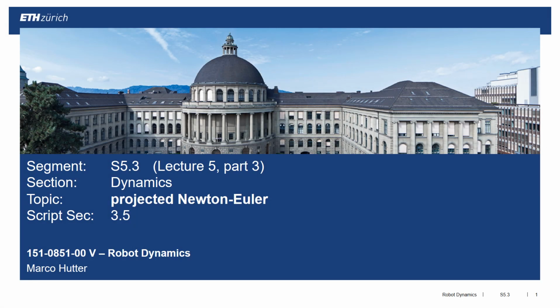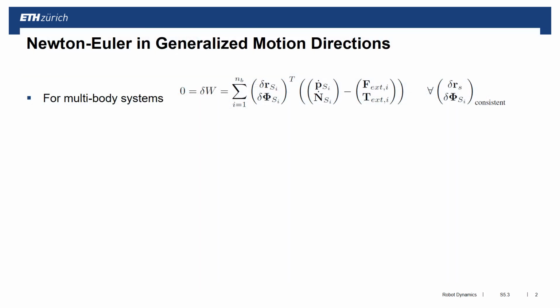In the previous video segment, we looked at Newton-Euler methods applied in a brute force method to separated individual bodies of a multi-body system. In this video segment, we're discussing a much more elegant way of looking at projected Newton-Euler methods, which directly include the kinematic relationship of these individual bodies that are interconnected in a multi-body system. So what we're going to do here is apply Newton-Euler, but instead of applying it for an individual body which can move in an arbitrary direction or rotation, we are looking at the generalized motion directions.